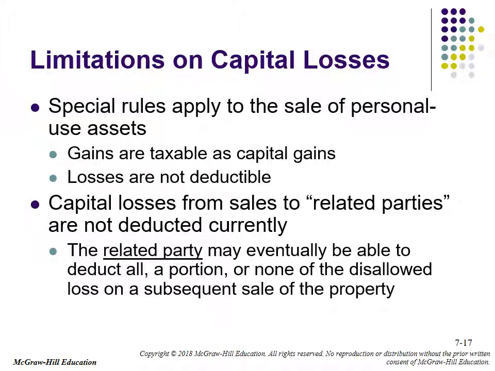Capital losses from sales to what are considered related parties are not deducted in the year of sale. However, the related party may be able to eventually deduct that loss on a subsequent sale of the property. Quick example here. Mom purchases stock for $1,000. A few years later, she sells it to her son for $300. Mom has a $700 capital loss.